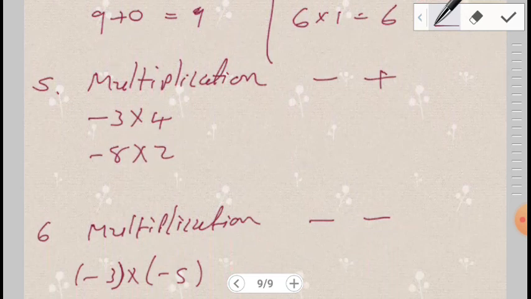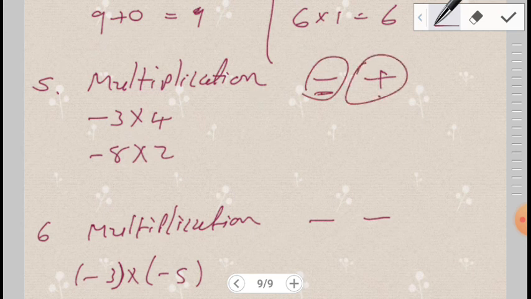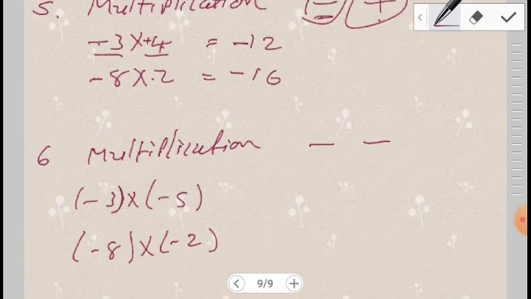Next is multiplication of a negative number by a positive number. So we take a negative number and a positive number. First we use a negative number here and a positive number here. So 4 3s are 12 and minus, and 4 has a positive sign. So minus times plus is minus, so its answer will be negative. Here also 8 2s are 16, and minus times plus is minus, so its final answer will be negative.